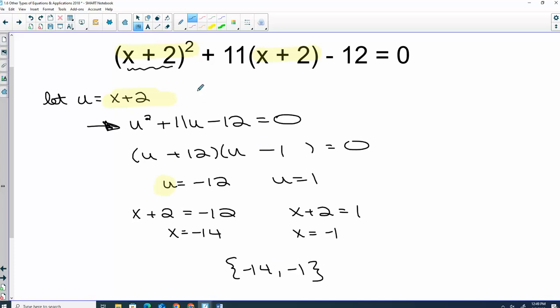So, for instance, if I put in my negative 14, I get negative 12 squared, so 144, plus negative 12 times 11, so negative 132. Minus 12, which is 0. I put in my negative 1. 1 squared is 1. 11 times 1 is 11. Minus 12, and that also equals 0. So you can see they both work. Is that one okay?